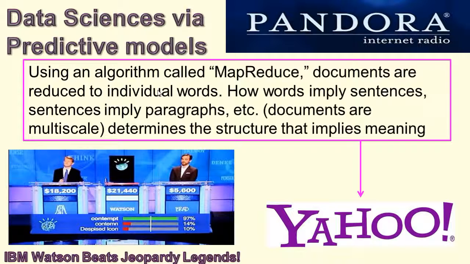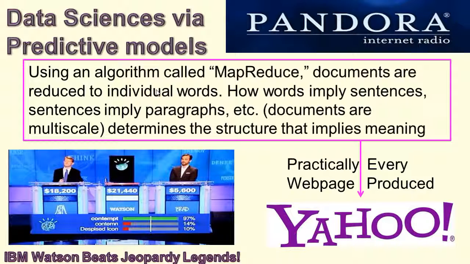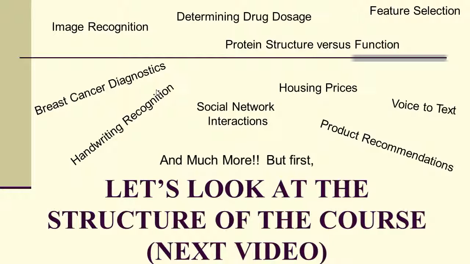There's an algorithm called MapReduce, which takes documents and reduces them to individual words. Then how the words imply sentences and sentences imply paragraphs, so on and so forth, determines the structure that implies the meaning of that web page. Yahoo claims that every web page produced by the Yahoo site is produced in this way. And there's a lot of others: image recognition, handwriting recognition, social network interactions, feature selections, protein structure versus function, drug dosages, so many things. And we're going to look at these.